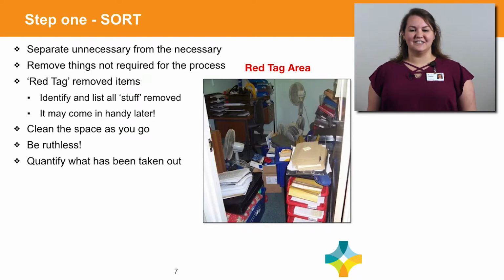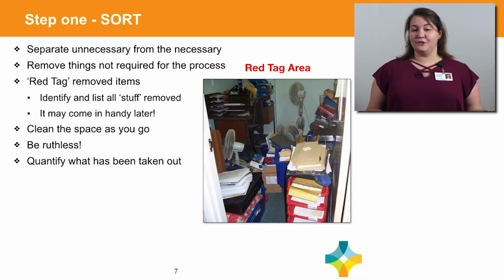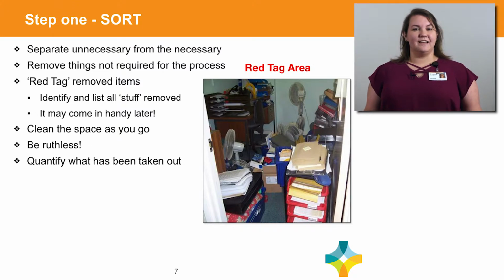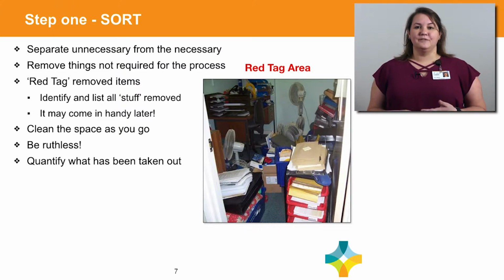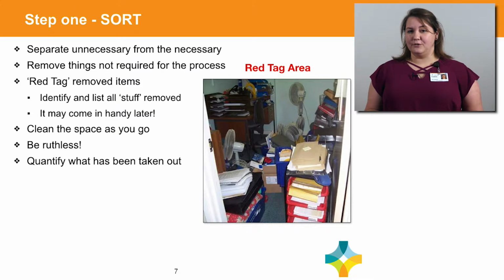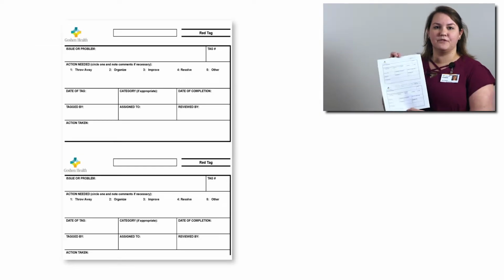So the first S is sort. This is when you're going to go through all of your items and separate the items that you use on a normal basis from the items that you don't use. You want to pick out the ones that you use and keep those. The items that you don't use very often, you can decide, is it something that I can get rid of? Do I need to donate it? Would somebody else in the hospital be able to use this? And for the items that you're not sure if somebody uses or not, you'd put that in a red tag area. This is an example of the red tag form.